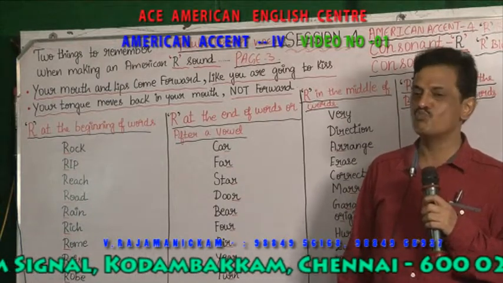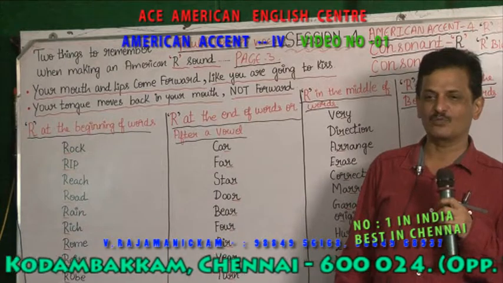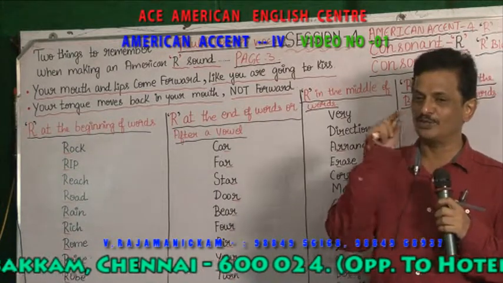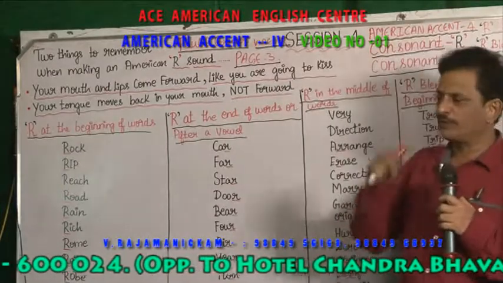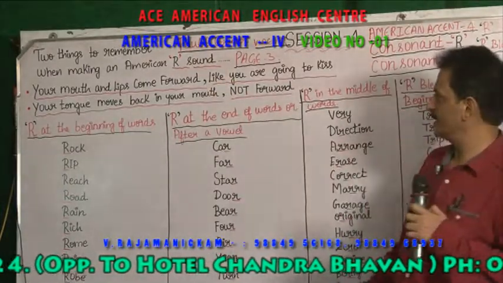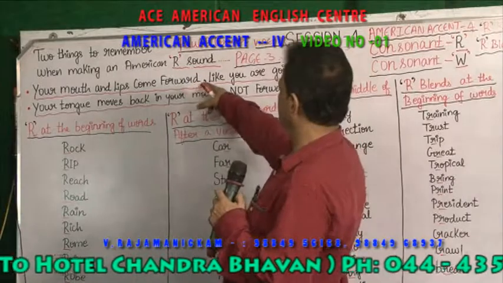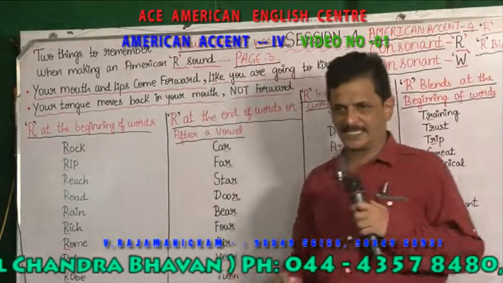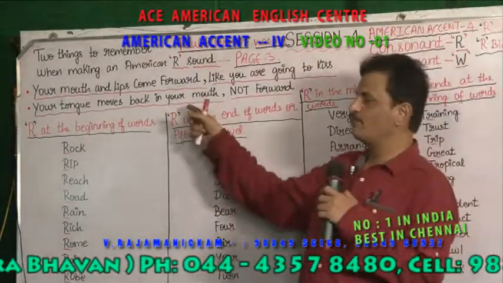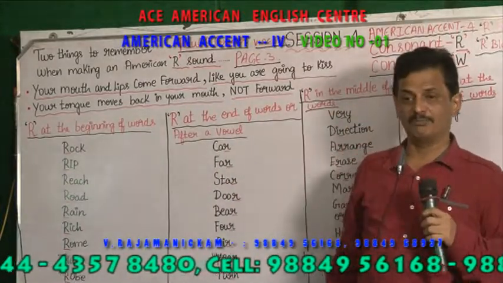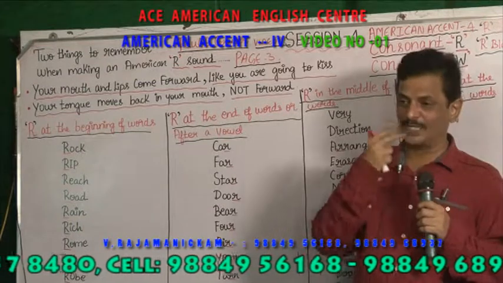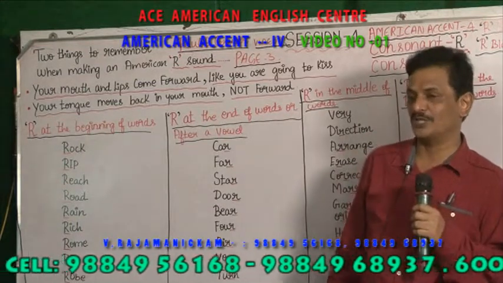How does the fish mouth look? Fish mouth looks like that, right? So you have to push your mouth and lips forward, like you're going to kiss. Your tongue moves back in your mouth. The tongue goes back, but the lips and mouth should go forward. Your tongue goes back when you want to pronounce R.